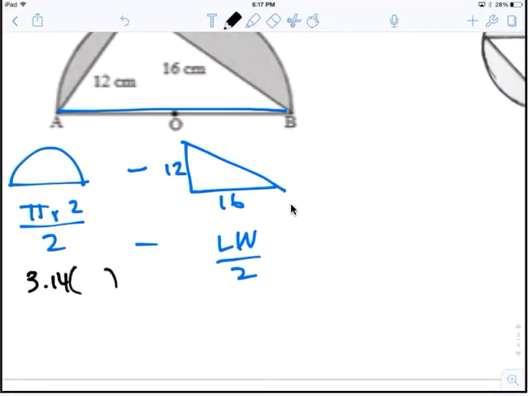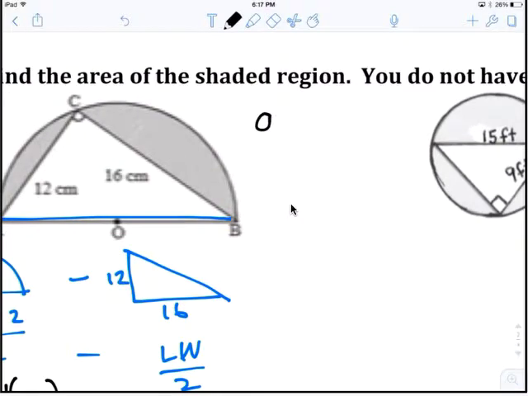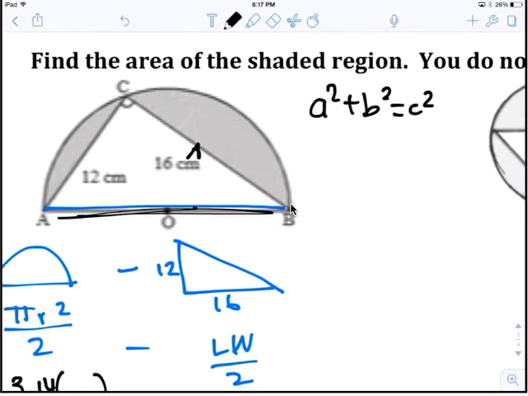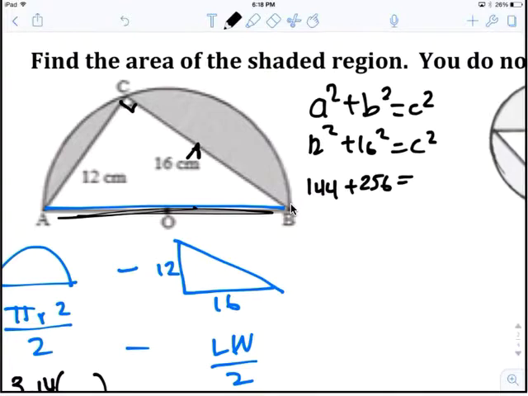Okay, so 3.14 times, we need to find the radius. In order to do that, we need to do the Pythagorean theorem. Okay, and these are the legs, the two legs that are supported by this 90-degree angle. That's 12 squared plus 16 squared equals c squared. 144 plus, I think it's 256, equals c squared.